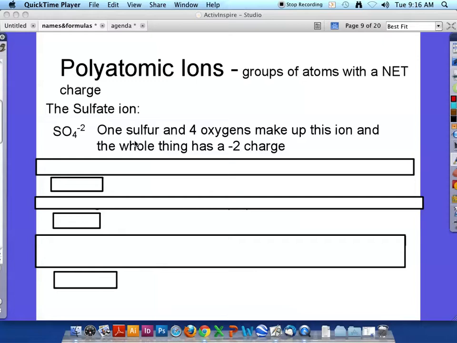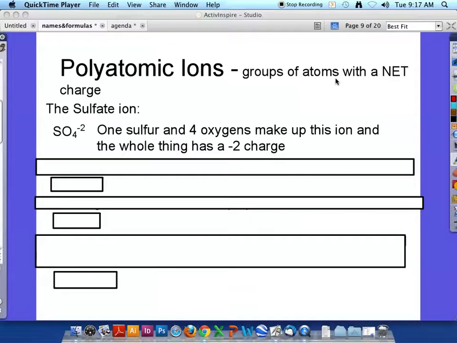We have a new grouping of charges. These are called polyatomic ions. They're called polyatomic. Poly means, anybody know? More than one. So more than one atom ions. They're groups of atoms, and the whole group of the atoms, the combination, has a single charge.